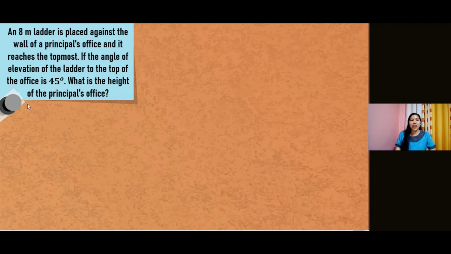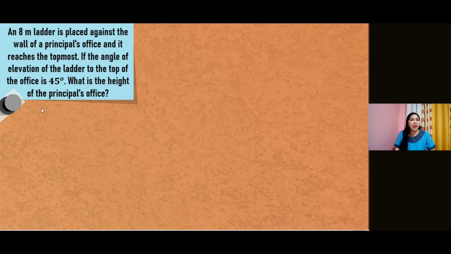An 8-meter ladder is placed against the wall of a principal's office, and it reaches the topmost. If the angle of elevation of the ladder to the top of the office is 45 degrees, what is the height of the principal's office? Take note, in our video number 2, if you're given a word problem, the first thing that you're going to do is to illustrate the situation.